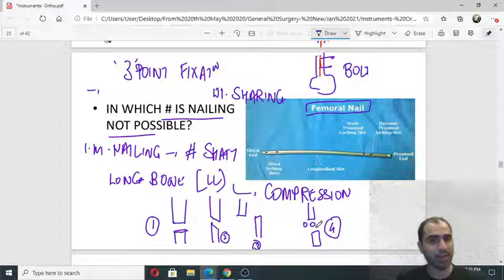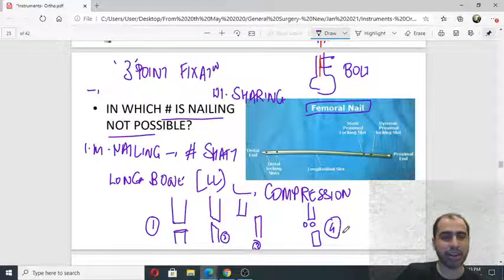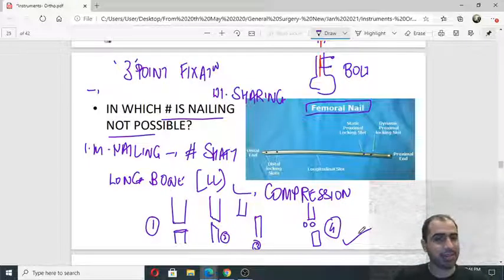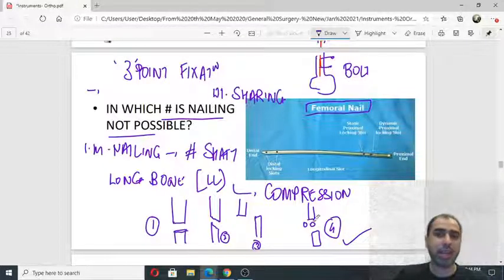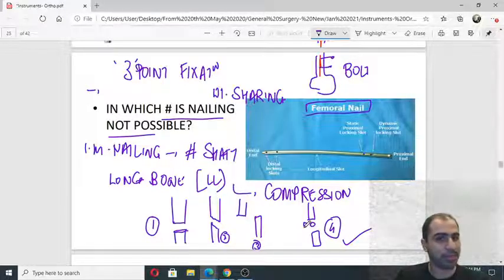Once you understand these fundamentals, trust me, even if you become an orthopedician, your life will be easy. Just understand these fundas. In which of these is nailing not going to be possible? Comminuted, absolutely right, excellent. I can sense that you have understood the fundamentals because all are giving the correct answer. In comminuted, there are so many fragments. A nail cannot go through all the fragments.